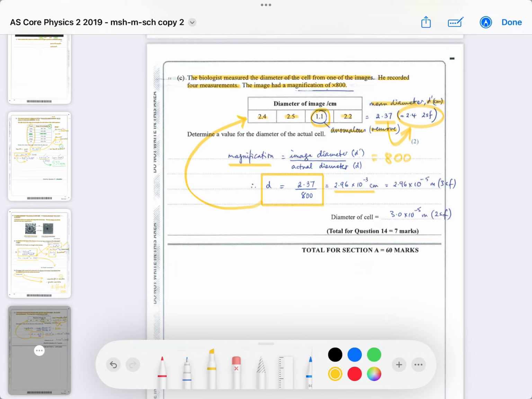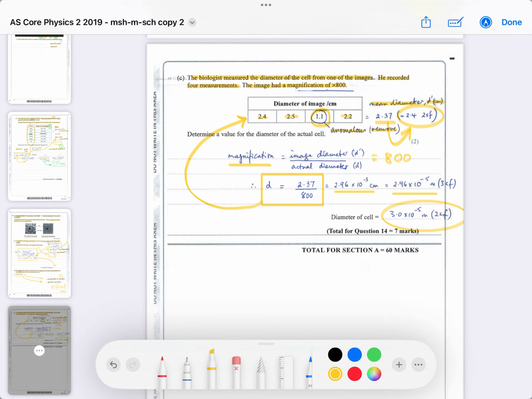So I just decided to use my accurate 3 significant figure value, and it comes to 2.96 times 10 to the minus 3 centimeters. I left it in centimeters. If you want to put it in meters, you just have to change it, but if you're just comparing centimeters to centimeters, you can use centimeters because obviously it will just be 800 times smaller. So the 3 significant figures, that's what you get, either centimeters or meters, and then you should probably round it up to 2 significant figures, which will give you 3.0.